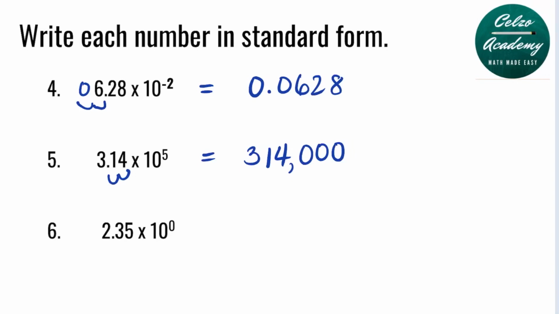Question number 6. 2.35 times 10 to the 0 power. Recall that 10 to the 0 power is equal to 1. Using the zero exponent rule, which means that any number raised to the power of 0 is equal to 1. So 2.35 times 1 is equal to 2.35.